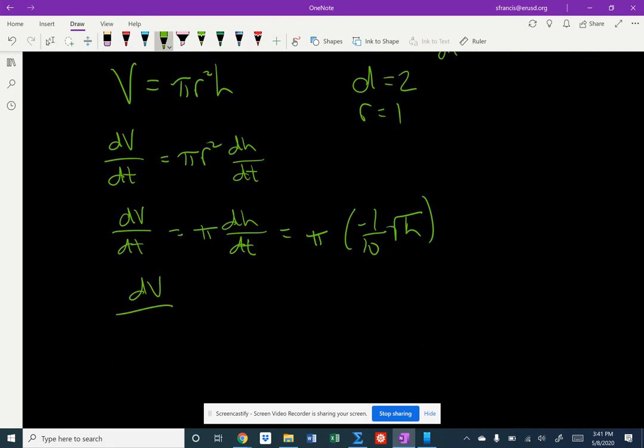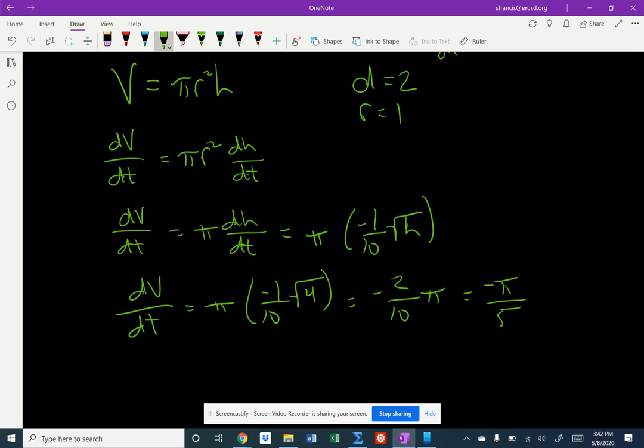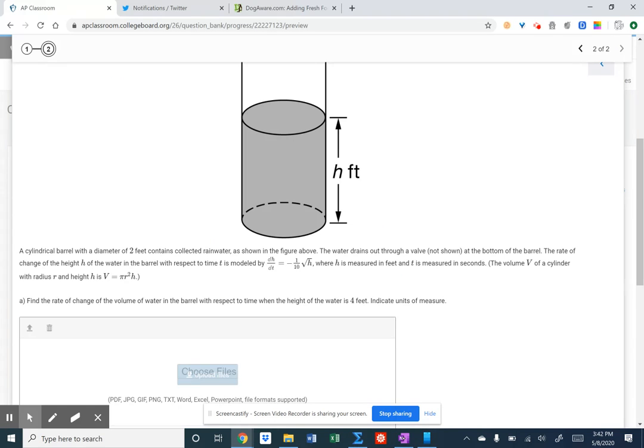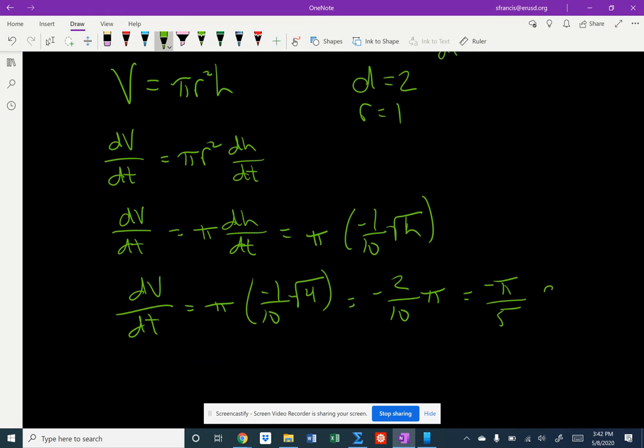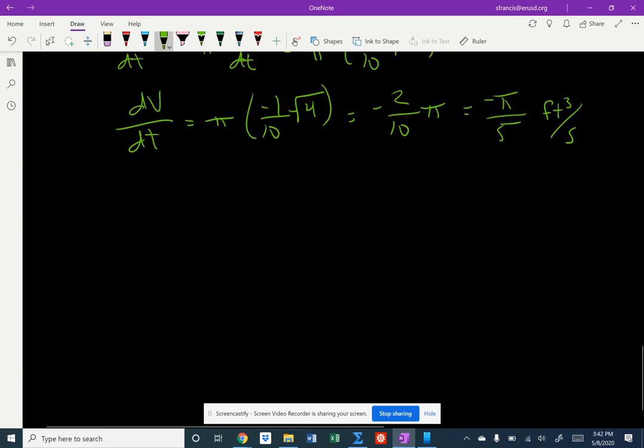And so dv over dt now is going to be pi times -1/10 times the square root of 4. Well, that's just 2/5, and it's negative times pi. I'm sorry, that's 2/10, which is 1/5. So let me go a little slower since I was going too fast and made a mistake. So it's negative pi over 5. And then it's rate of change of volume. I believe we're in feet for the height. So yes, it's going to be cubic feet and times in seconds. So it's feet cubed per second as the units on that.